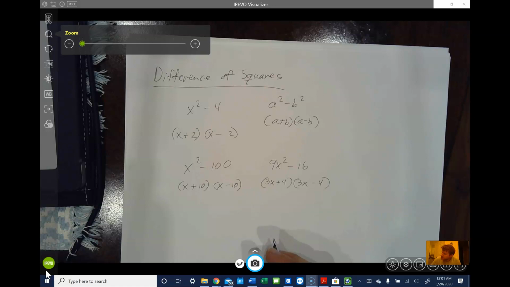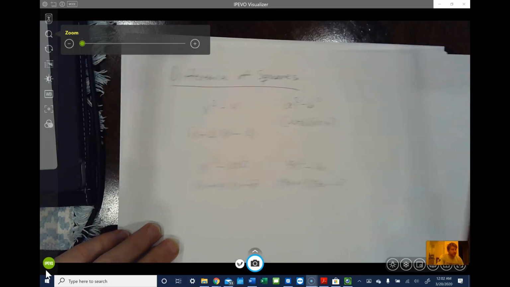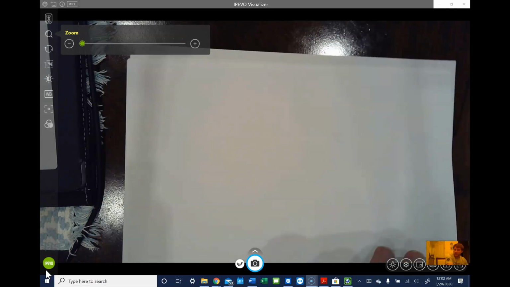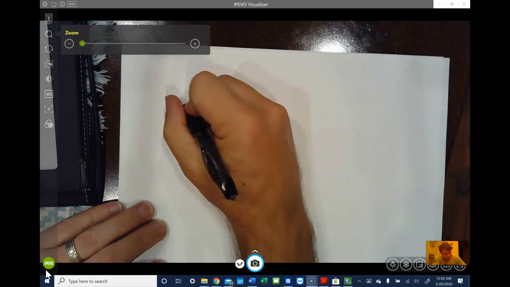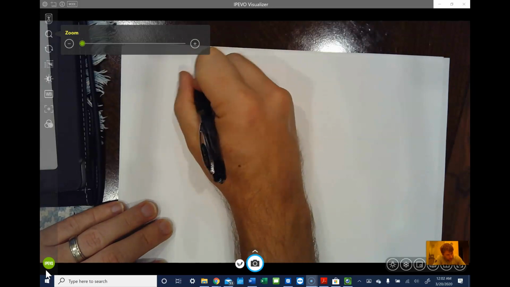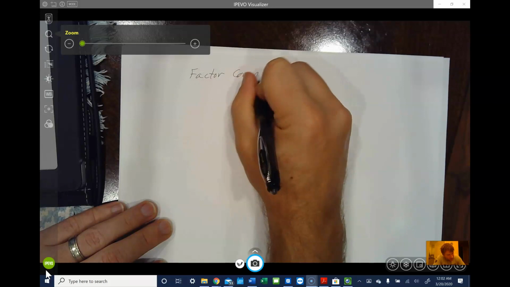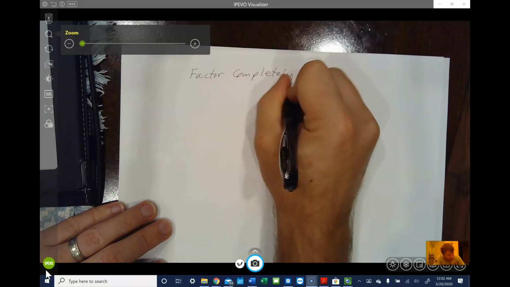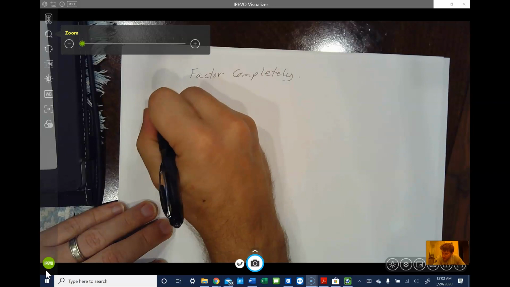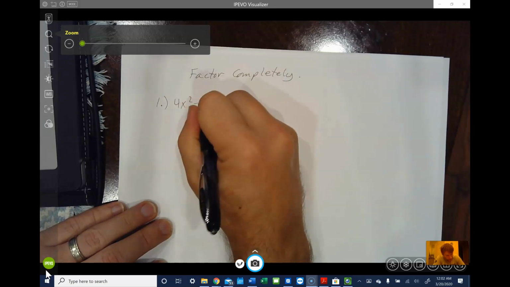Let me see if there's any other examples that I need to show you with this that might help you. Okay, let me show you two more examples that will actually put some of this together. Let's say the instructions say to factor completely, and you have this question, 4x squared minus 36.